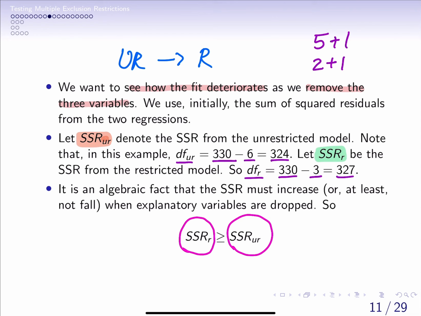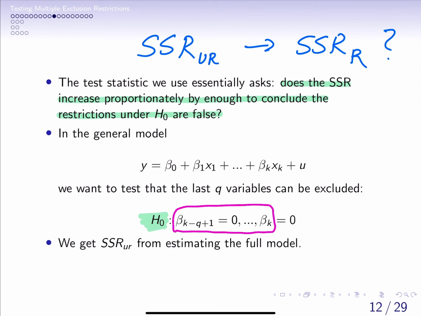So here, the null hypothesis in a more generic sense can be written as the following, where we are excluding Q beta J's. In our baseball example, we are excluding 3 beta J's, right? Beta 3, 4, and 5. But in general, you can write it out this way. So Q is going to be the number of exclusion restrictions that we are imposing.